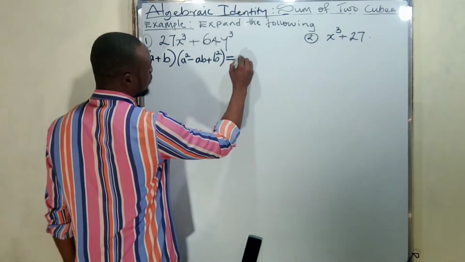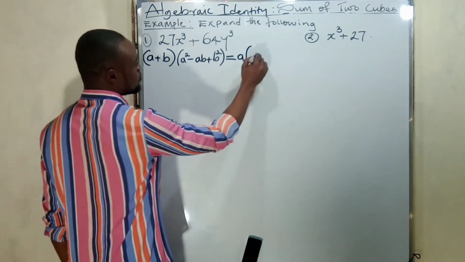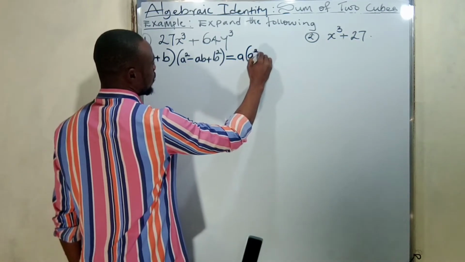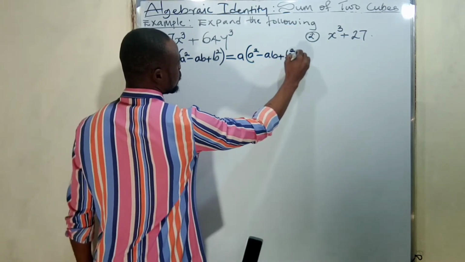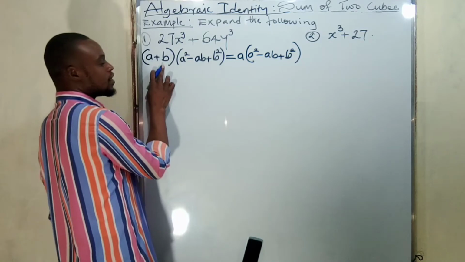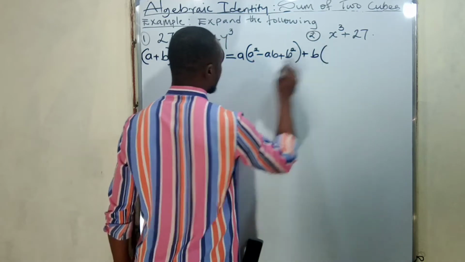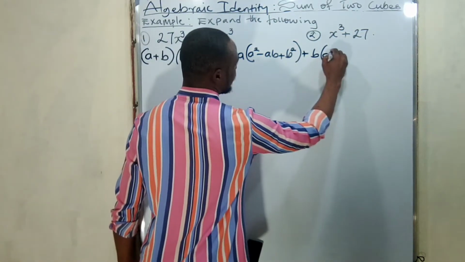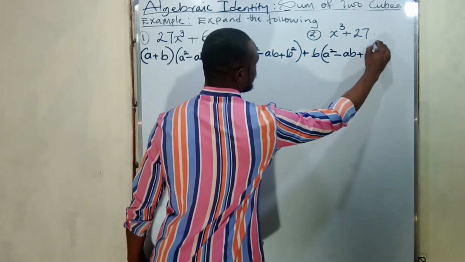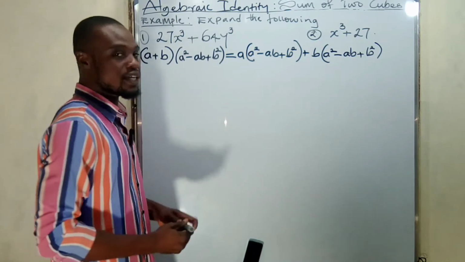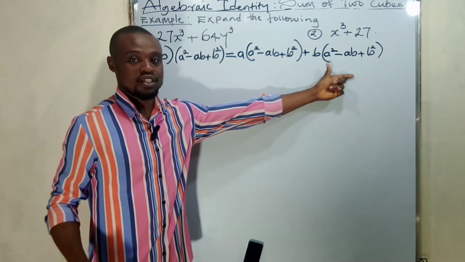So we have a outside the bracket, and we have what is inside this bracket written here: a square minus ab plus b square. Close the bracket, and in our first bracket we have a plus b, so we have plus b open bracket, the second bracket, a square minus ab plus b square, and close bracket. So like I said, this particular term multiplies everything in the bracket. Likewise, this term multiplies everything in the bracket.